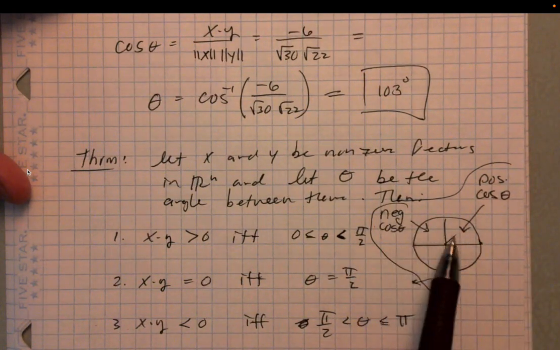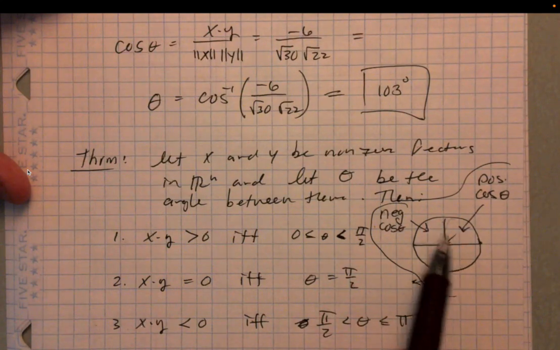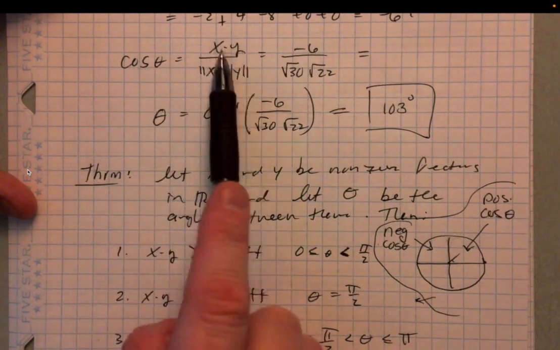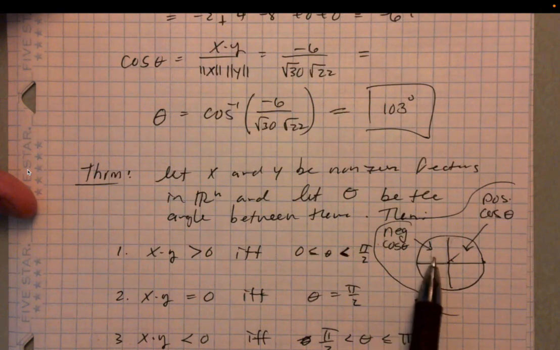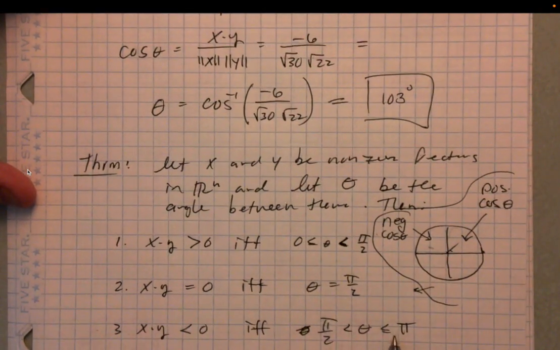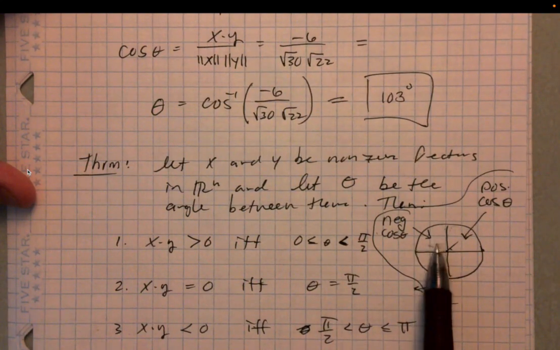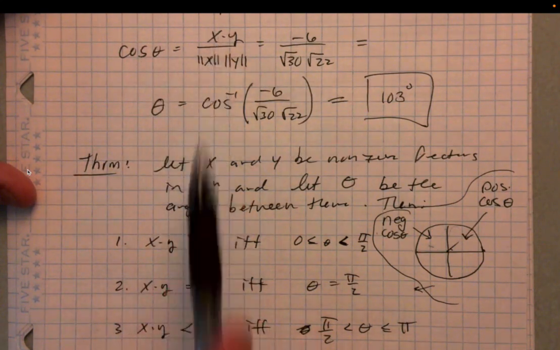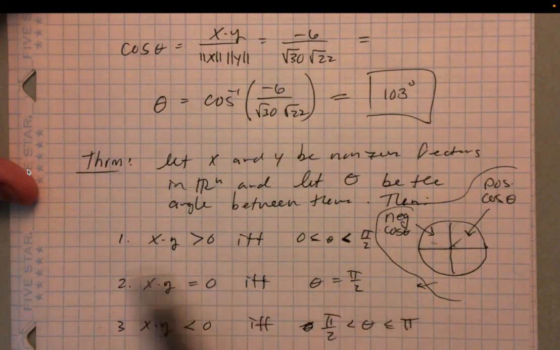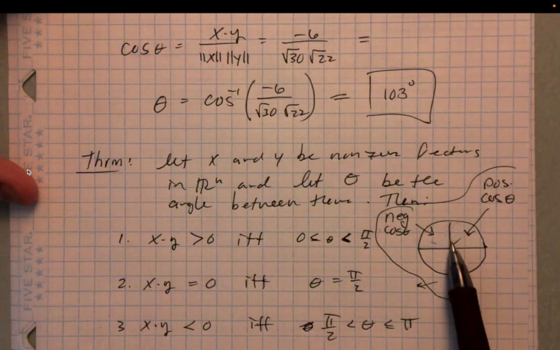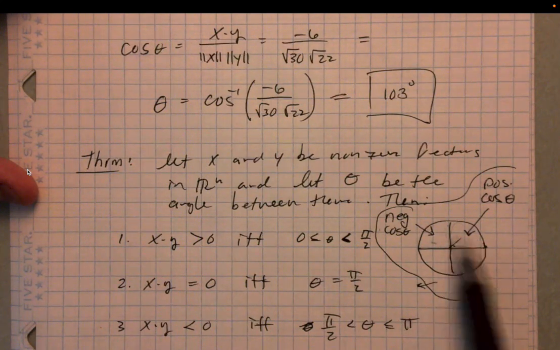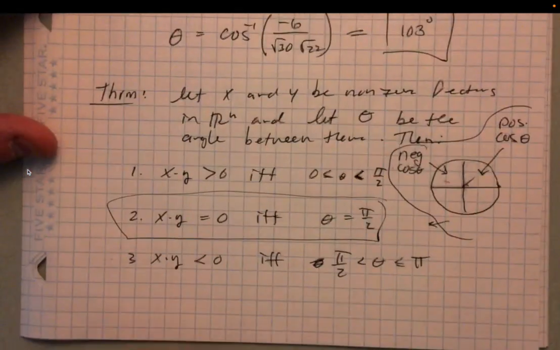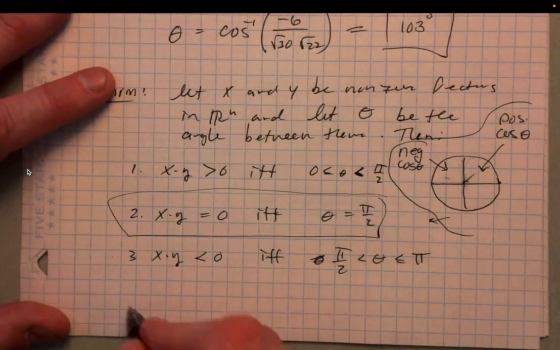So if you're over here, then obviously your angle is between 0 and pi over 2, which means that this is a positive value. Well, this is always positive, so that means this must be positive as well. If you're over here, then that means your angle is between pi over 2 and pi, and that means cosine is negative, which means this is negative. Well, this is always positive, so if this is negative, then this has to be negative, and that's what you're seeing down here. Right, and then obviously right in the middle, cosine is 0 only in one place, and that's when theta is pi over 2, right? And so this theta equals pi over 2 leads naturally into the next topic, which will be orthogonality.